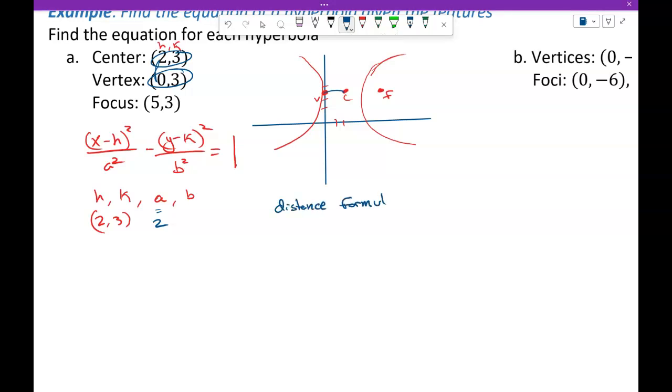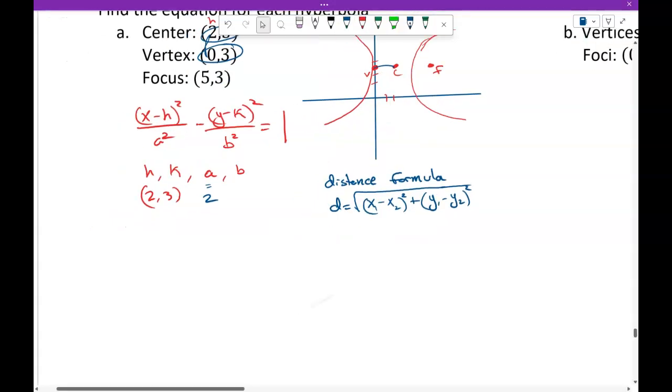Recall that the distance formula for any 2 points is the square root of the difference in the x values squared plus the difference in the y values squared. Plug in your 2 ordered pairs and you can calculate for the distance.